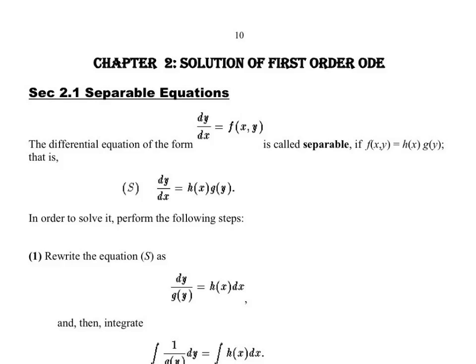Now this is section 2.1, which is the first method in solving first order differential equations. Before I start section 2.1, I will give you an overall idea of the chapter. This chapter is about solutions of first order differential equations. We'll be doing 5 methods to solve the first order ordinary differential equation. The first method is separable differential equation.